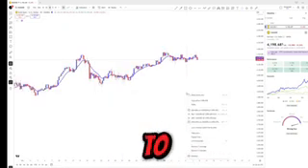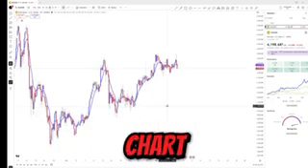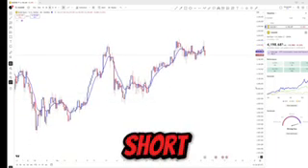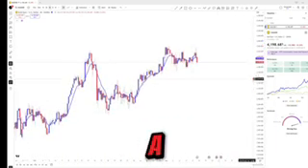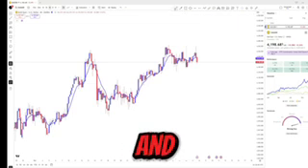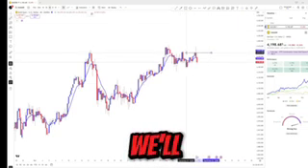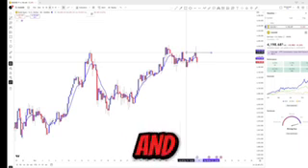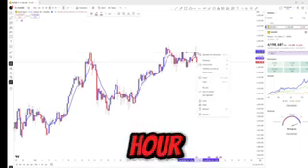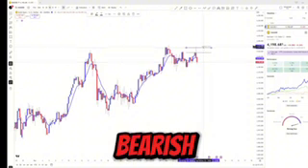Now we drop down to the 4-hour time frame because on this chart is where short-term momentum starts to tell us a different story. So we come here and we mark our higher high and higher low. In this case, we'll be marking our lower high and lower low. On this 4-hour chart, price is showing bearish behavior.